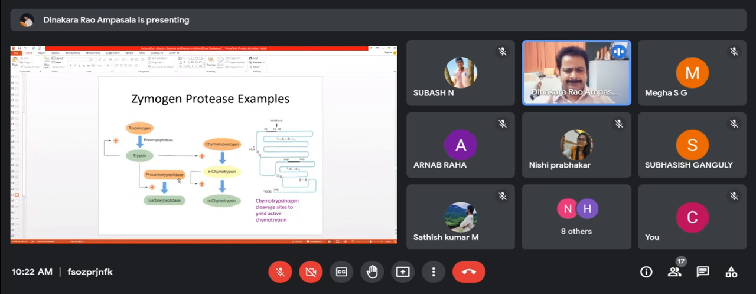So here you can see how trypsinogen, chymotrypsinogen, and pepsinogen get into active form. They will interact and become the active form. By interacting, they cut some portion from that inactive form, so the shortened protein gets into the activated form. Okay.